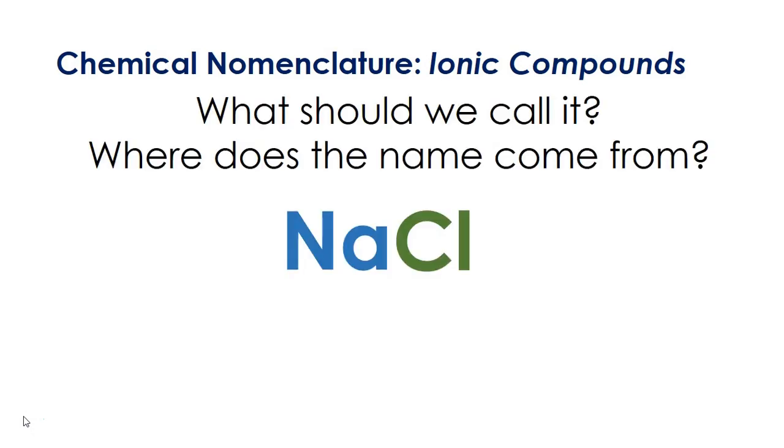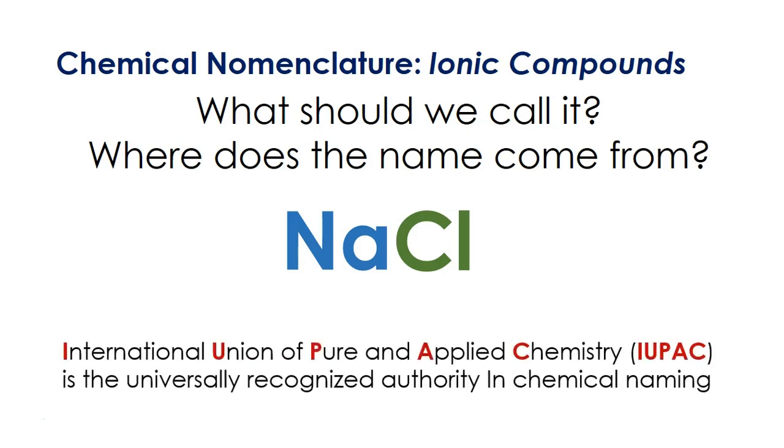And what does chemical nomenclature mean? It's just a big fancy way to say, what is the name of this NaCl? Another thing we want to figure out is, where does this name even come from? There is this big International Union of Pure and Applied Chemistry, which is called IUPAC for short, and this is kind of like a universally recognized authority in chemical naming. So there is an IUPAC naming system that names all ionic compounds and chemicals that is commonly used around the whole world. So our name comes from the IUPAC naming system.